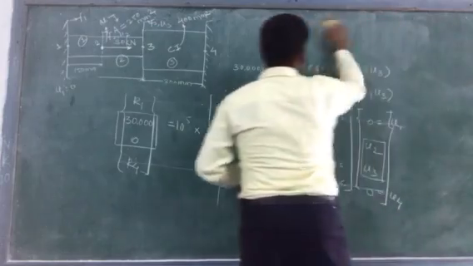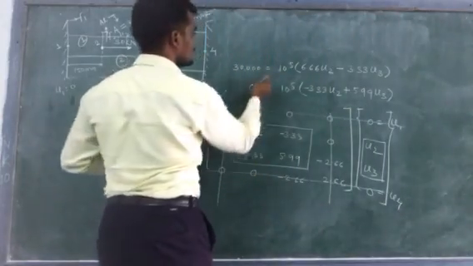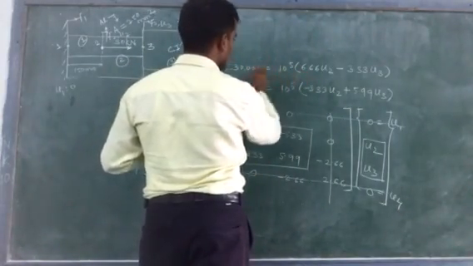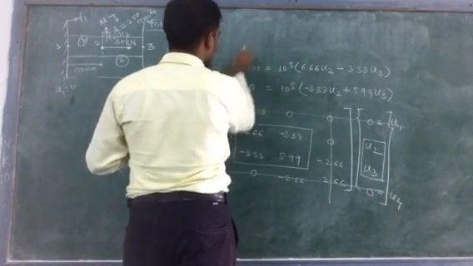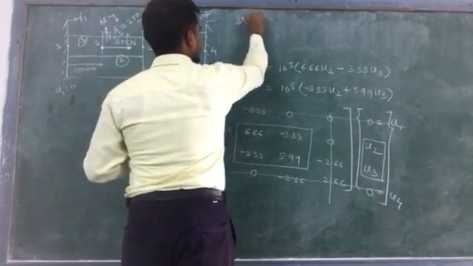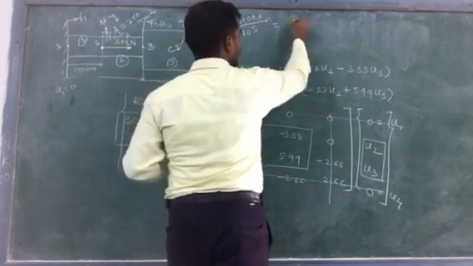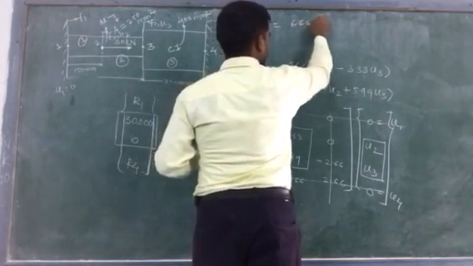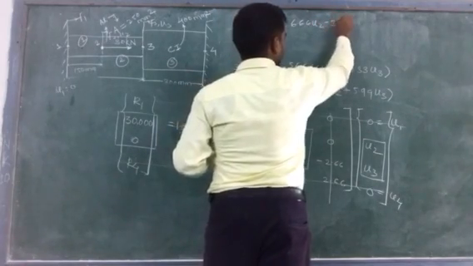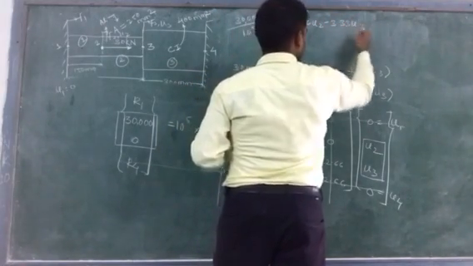So just simplify these two equations. By simplifying, 30,000 divided by 10 raised to power 5 is equal to 6.66 times U2 minus 3.33 times U3.